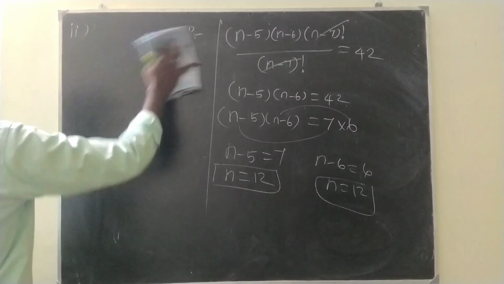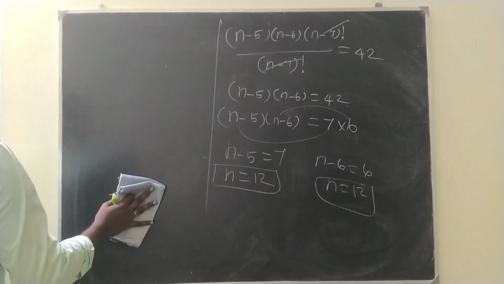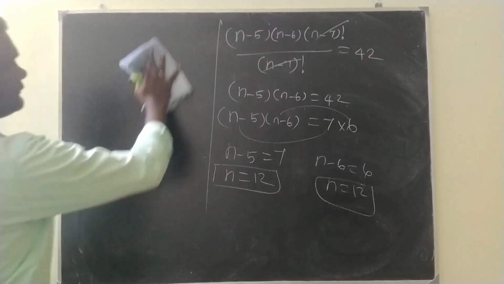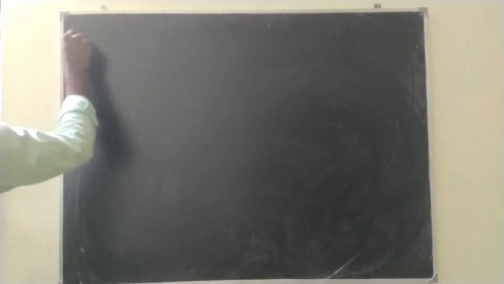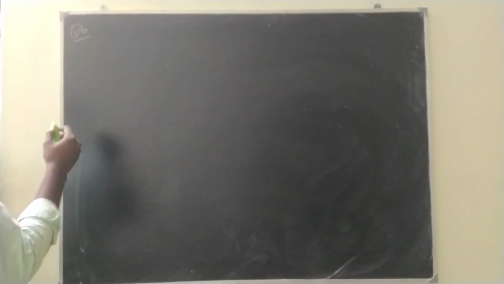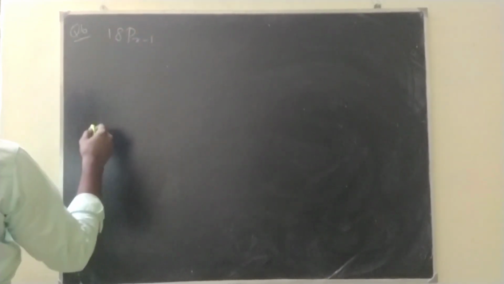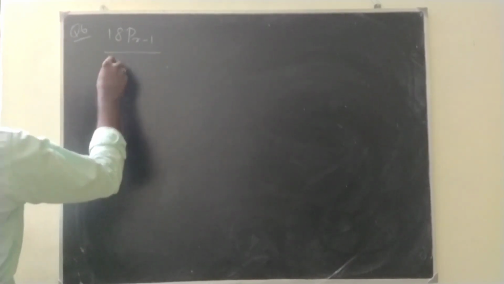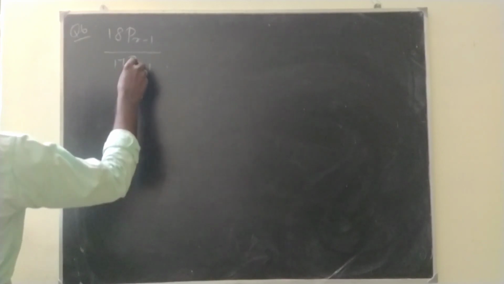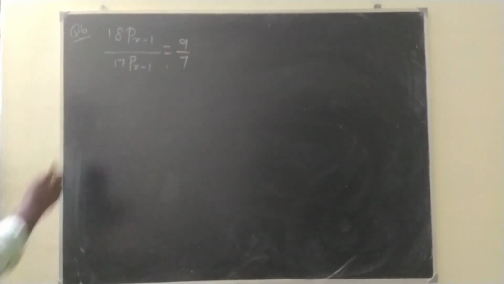Now look at the next question. More than one answer type. Sixth question. Yes. 18P(r minus 1) divided by 17P(r minus 1) equals 9 by 7. Then we have to find r.